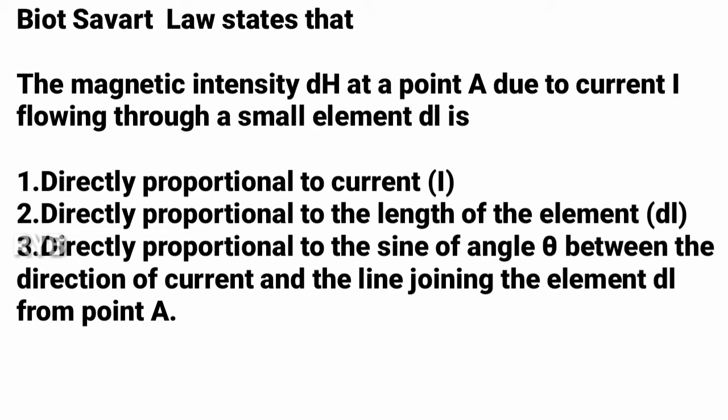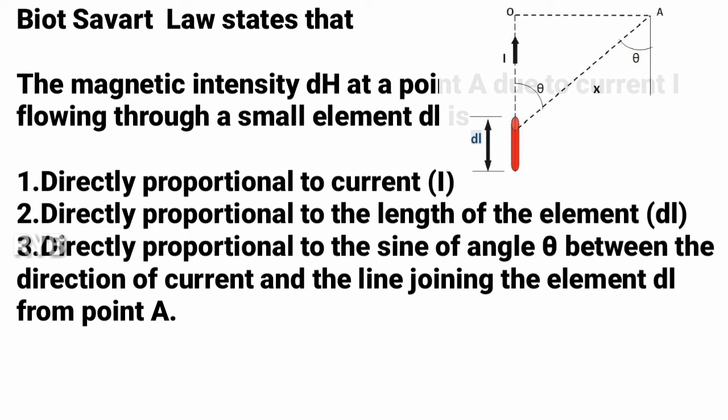And the third point is that it is directly proportional to the sine of the angle between the direction of current and the line joining the element dl to point A. So dH is directly proportional to the current, directly proportional to the length of the current carrying element dl, and directly proportional to the sine of the angle between the direction of current and the line joining the element dl to point A.